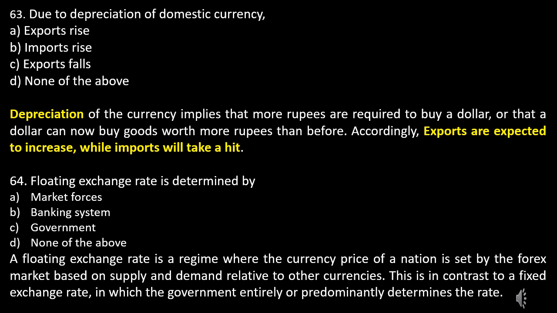Question number 64. Floating exchange rate is determined by market forces, banking system, government, none of the above. A floating exchange rate is a regime where the currency price of a nation is set by the forex market based on supply and demand relative to other currencies. This is in contrast to a fixed exchange rate in which the government entirely or predominantly determines the rates.